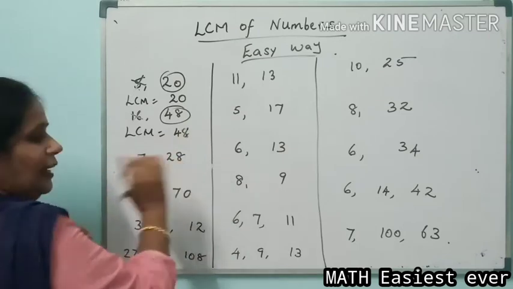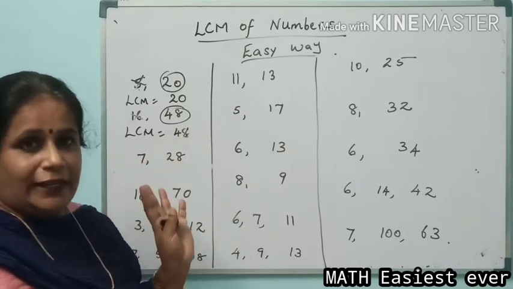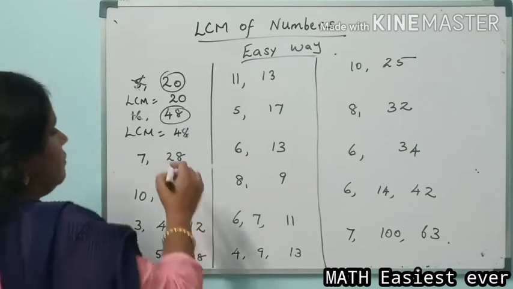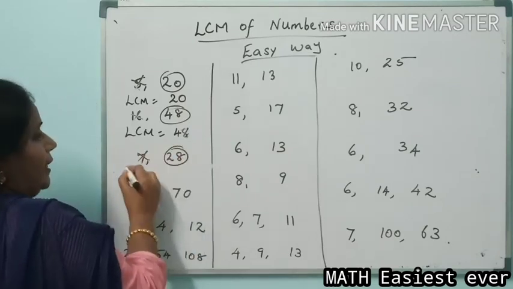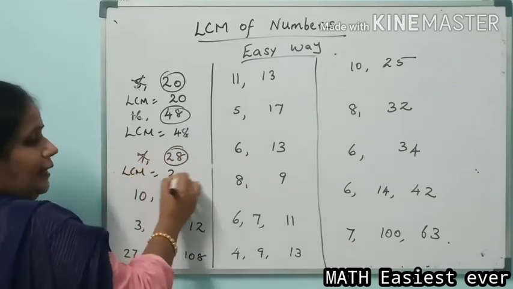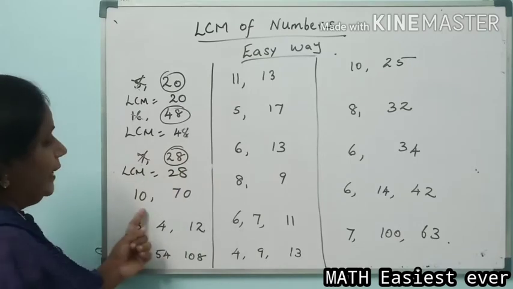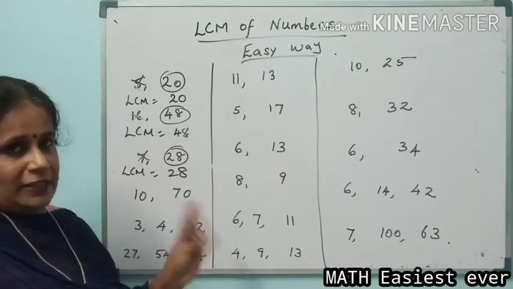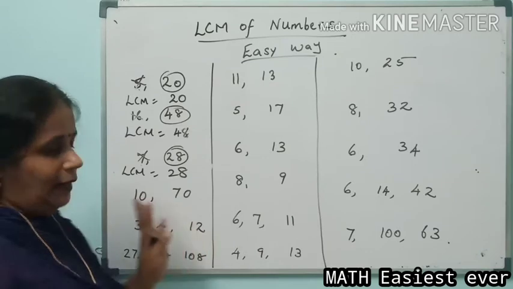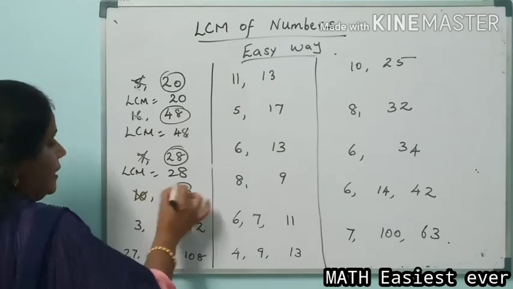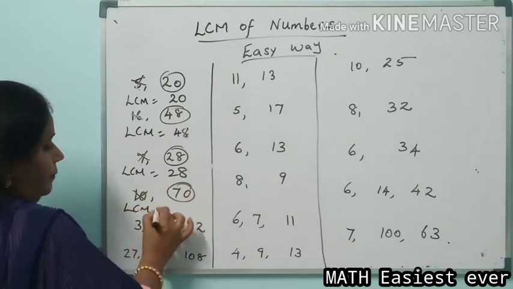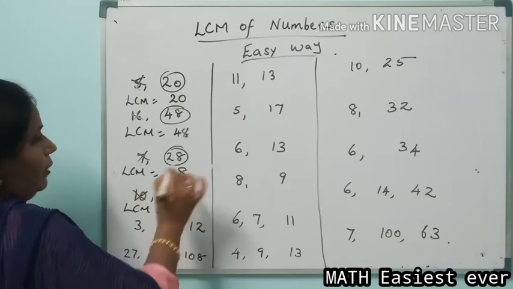Now see 7 and 28. 7 divides 28, isn't it? 7 fours are 28. So which is the bigger number here? 28. So your LCM is 28. Right? Is it not easy? Then 10 and 70. 10 sevens are 70. 10 divides 70 completely. So which is the LCM? LCM is 70. Okay? We got all the LCMs.